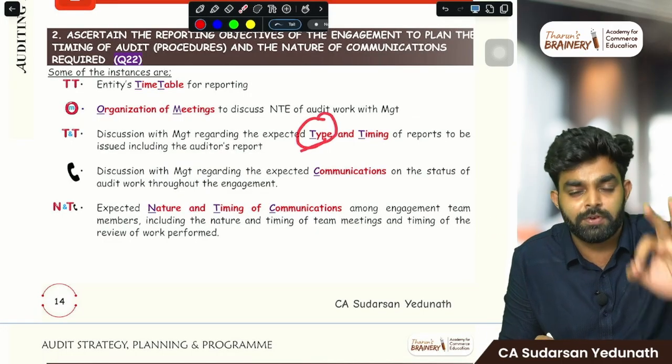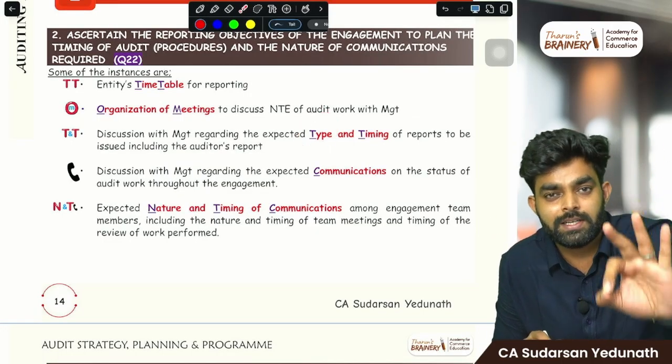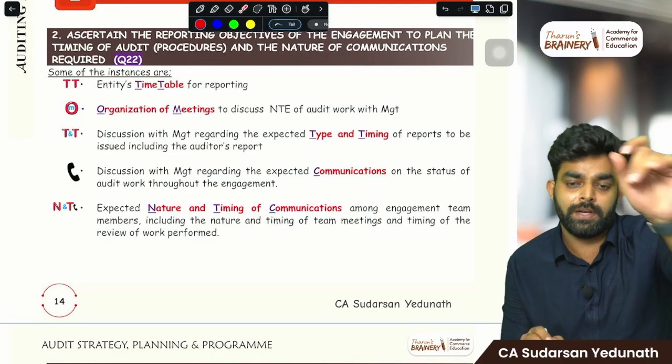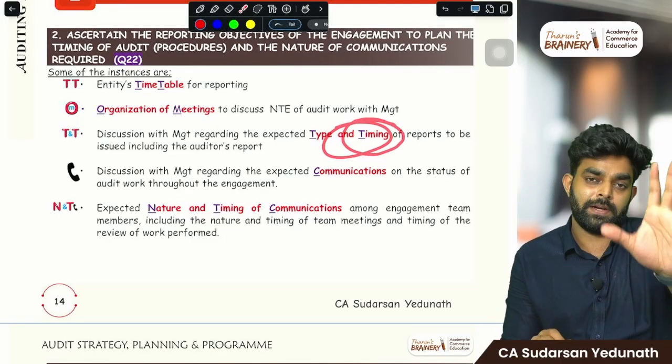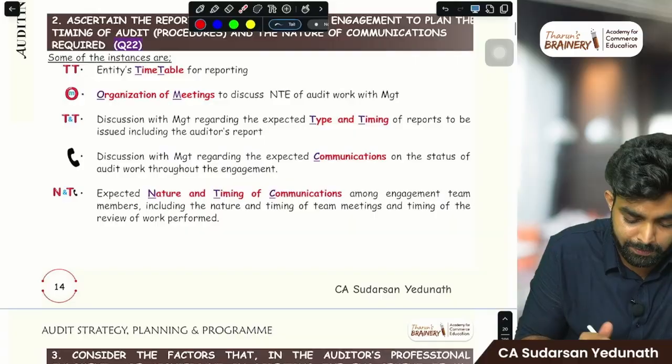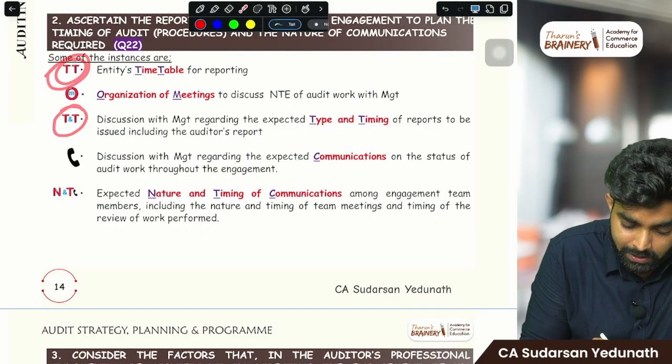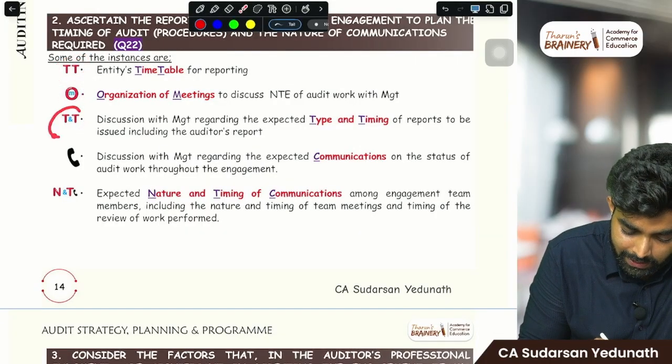What is the type of report management is expecting? And at what time are they expecting it? Discuss this with the management. Type and timing of reports. Timetable of reporting. Organization of meetings. Type and timing of reports.